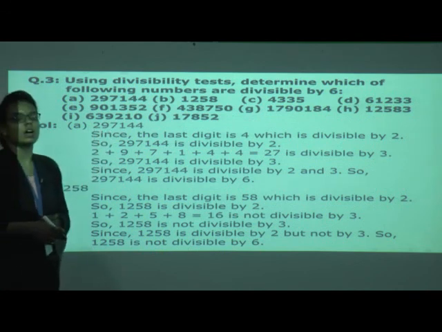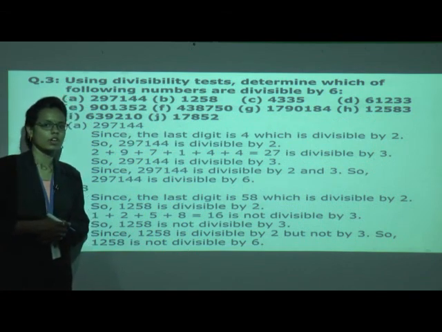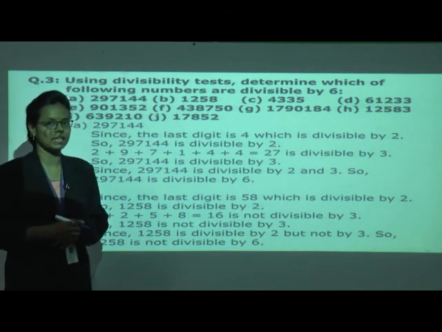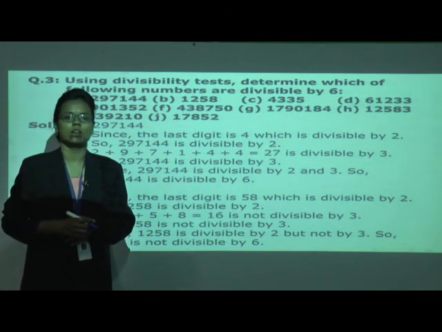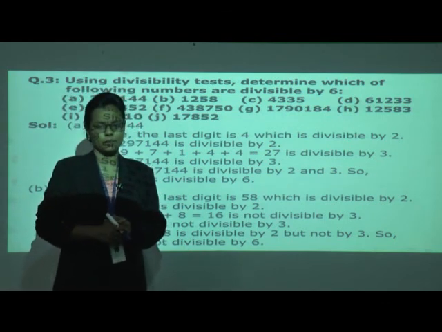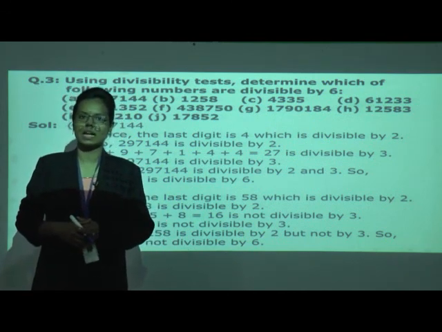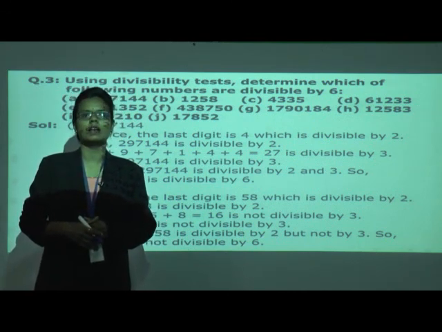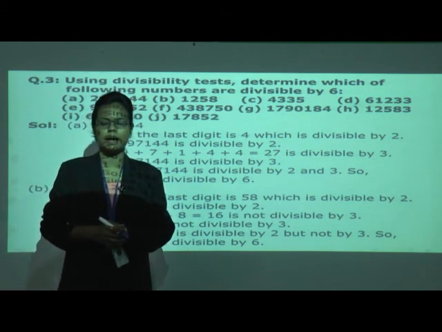So what is the divisibility rule for 6? Does anyone remember what we studied in the earlier class? Yes, if the number is divisible by 2 as well as 3, then the number is divisible by 6.